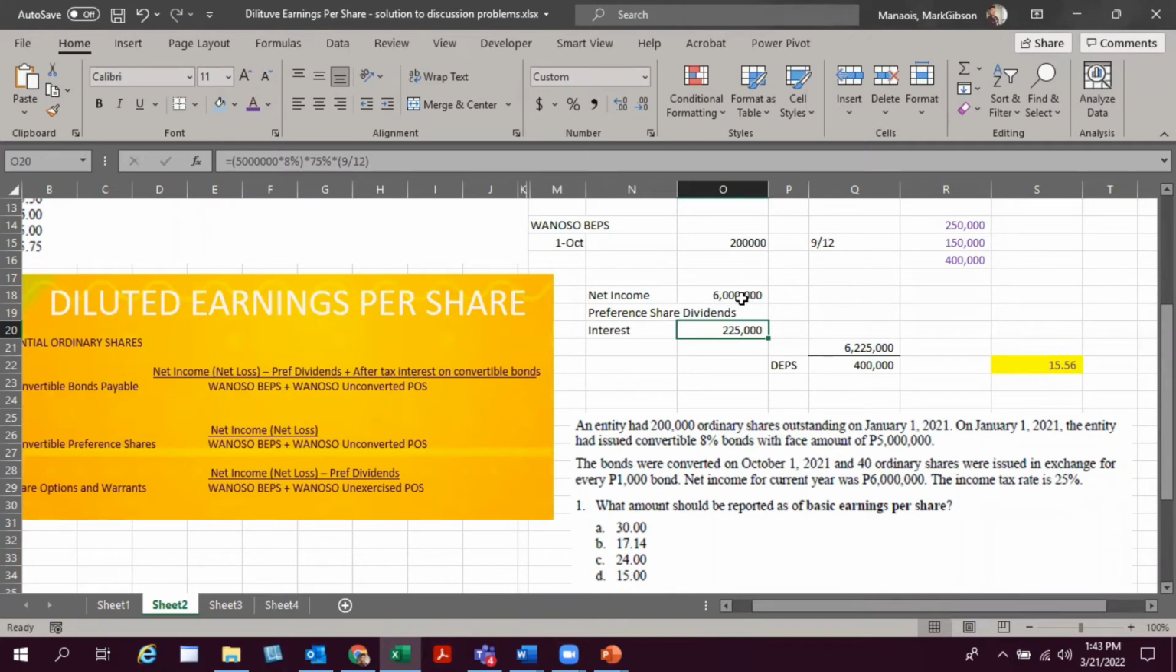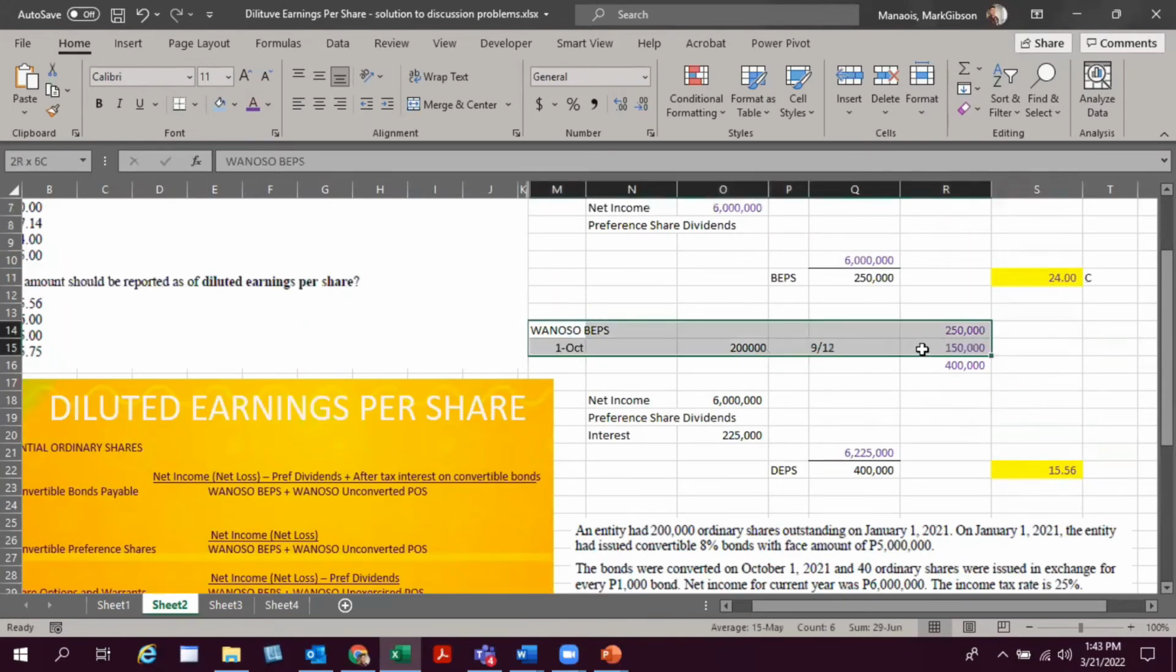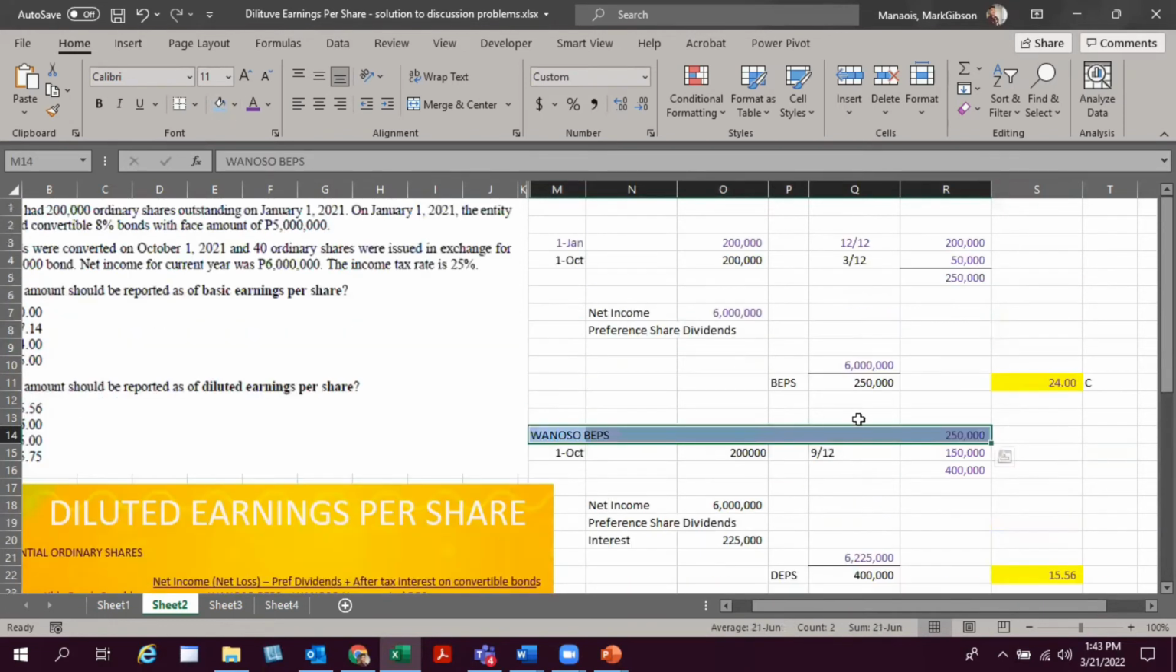Okay? So dahil alam natin yung numerator, let's compute. That's 6 million. Wala naman tayong preferred share dividends. So 6 million minus 0 plus 225,000. So that's 6,225,000. Pag-usapan ngayon natin yung denominator. Sabi natin sa denominator, it's the weighted average number of shares for BEPS plus the weighted average unconverted potential ordinary shares. Of course, kung weighted average BEPS yan, so that's 250,000. That's the same calculation as before.